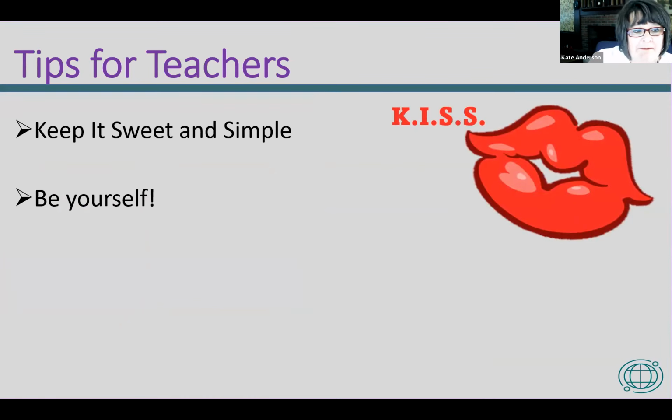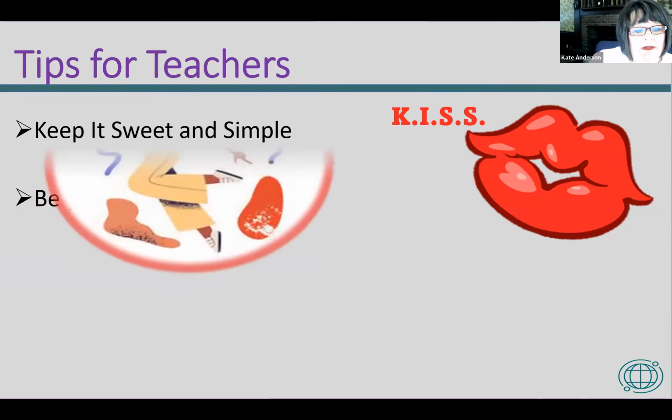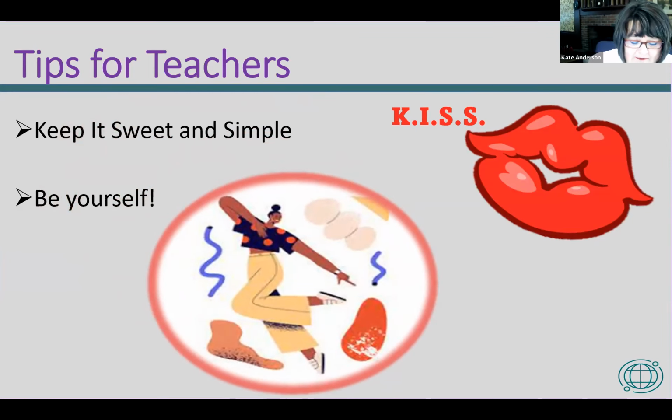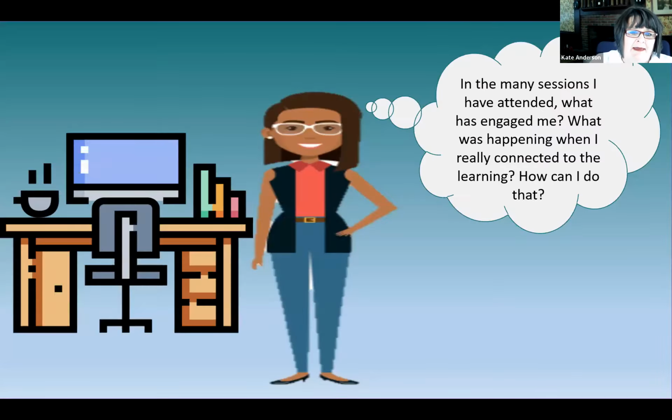Keep it sweet and simple, really important. You can add complexity down the road when you and your students are ready, and basically just be your own funny, witty, sensitive, aware, smart self. Bring that to the classroom. Your students will see that you're bringing that to the classroom. Encourage them to bring themselves to the classroom. And really that community is going to develop. It really will. It's just having that confidence and digging deep into all the tools in your toolbox for that.